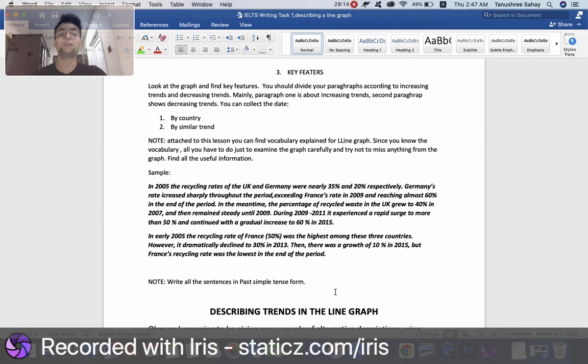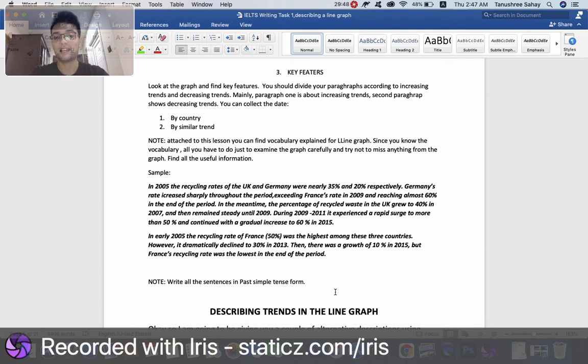You should divide your paragraphs according to increasing trends or decreasing trends. That's what I do all the time. Mainly paragraph 1 is about increasing trends, and the second paragraph shows decreasing trends. You can collect the data, and if there is a steady movement, you can describe them from the decreasing trends up to the increasing trends. So you can collect the data by country or by similar trend.